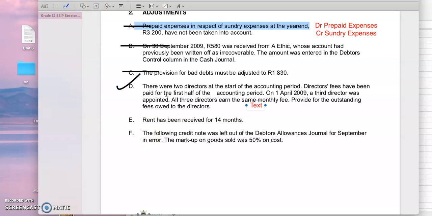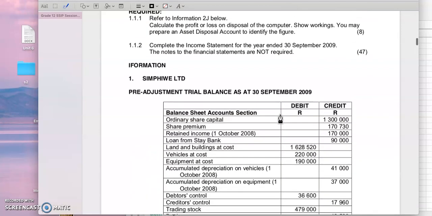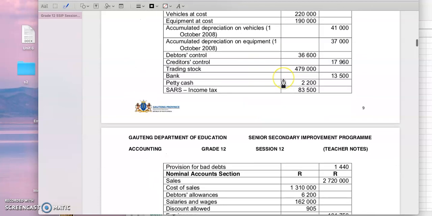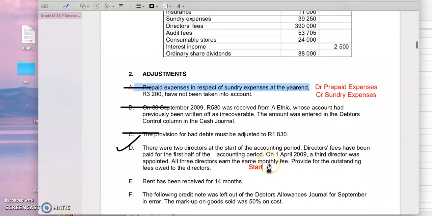Okay, so it says there were two directors at the start of the accounting period. What is the start of the accounting period? The year end, they told us in the instruction, was the 30th of September, right here, which means the accounting period or the financial year started on the 1st of October 2008. Okay, so that was the start.